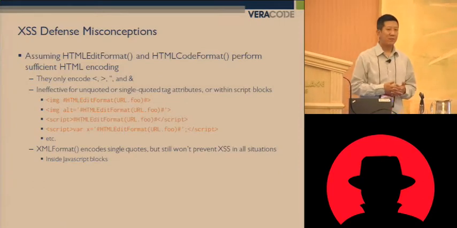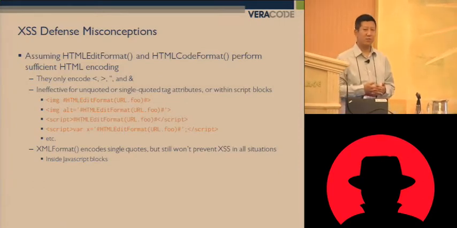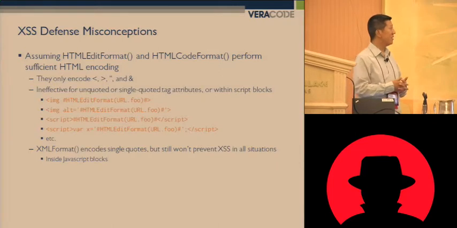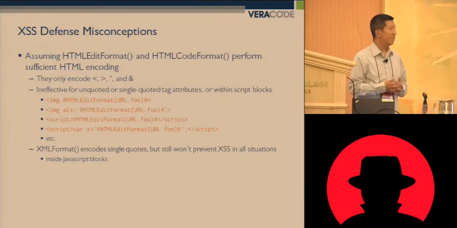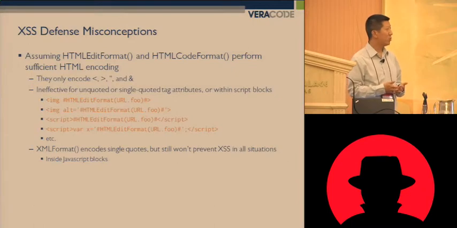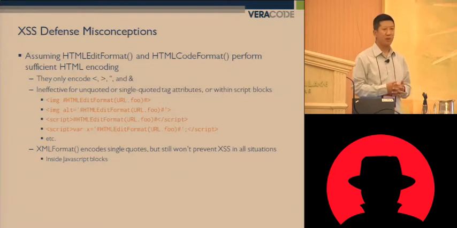Like most programming languages, ColdFusion gives you a few APIs that you can use to do HTML encoding. The two that they give you are HTML edit format and HTML code format. Those take the input that's given to them, and they replace open and close bracket, double quote, and ampersand with the HTML entity equivalents, which will prevent some cross-site scripting attacks from succeeding. However, they don't encode single quotes, and for any attributes that are unquoted or single quoted, or something that's already within a script block, it's not going to help you.